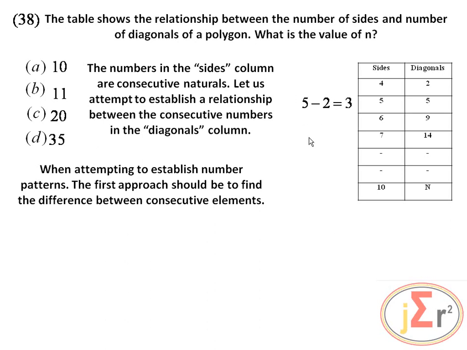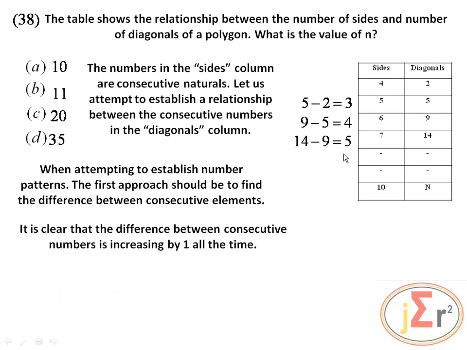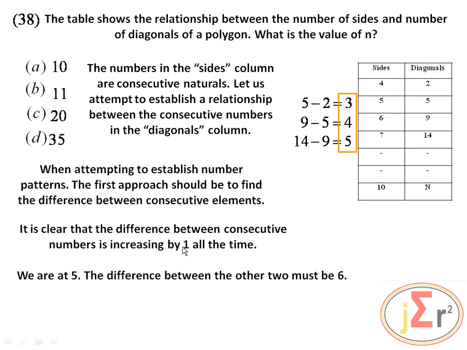We take the difference between 5 and the one above, and that is 5 minus 2, which is 3. Then the difference between the 9 and the 5 is 4. The difference between the 14 and the 9 is 5. Can we see a pattern? Of course: 3, 4, 5. It is clear that the difference between consecutive numbers is increasing by 1 all the time.